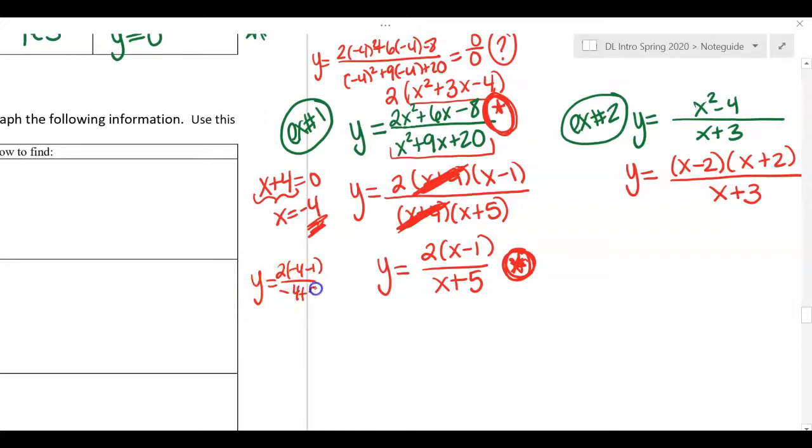If I plug -4 in here, I get 2 times -5, which is -10, over -4 plus 5, which is 1, and I get -10. But these are supposed to be the exact same thing. So here's the deal. They are the exact same thing, except for at this one spot where you canceled something out. So this is how you find a hole.